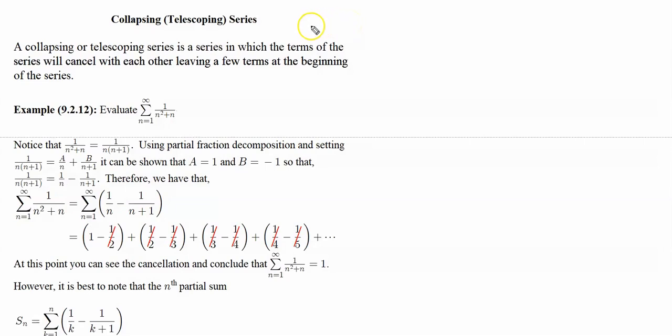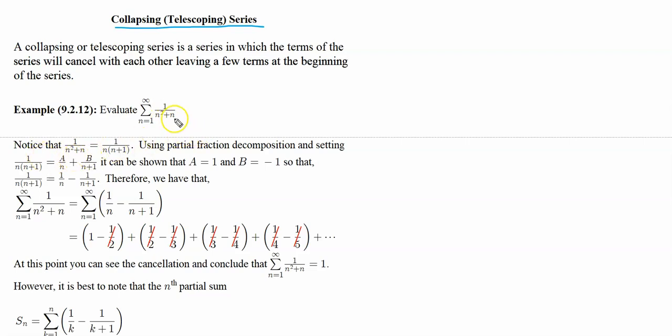Now here we're going to take a look at another type of infinite series for which we can actually evaluate what it sums to. This type of series is very special, and you don't run across it very often, but it's called a collapsing or telescoping series. So let's take a look at this example. Here we want to evaluate the summation from 1 to infinity of 1 over n squared plus n.